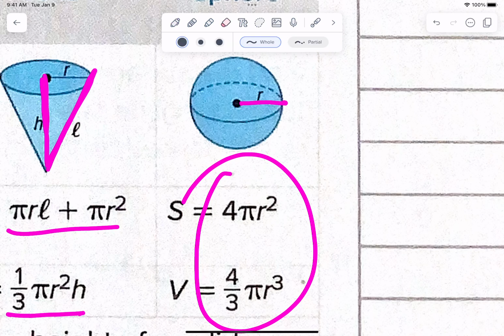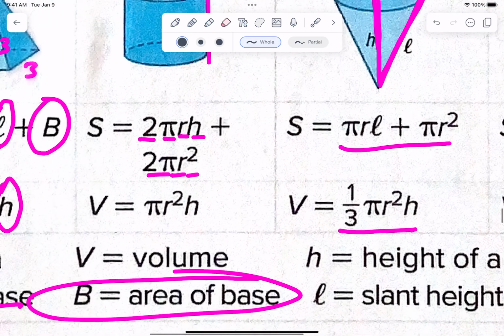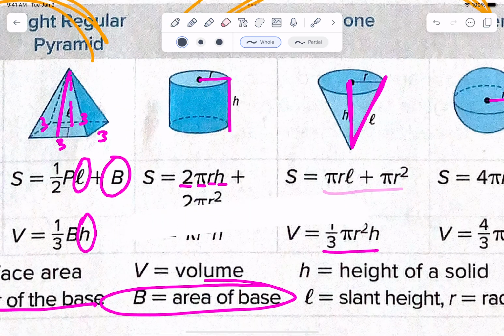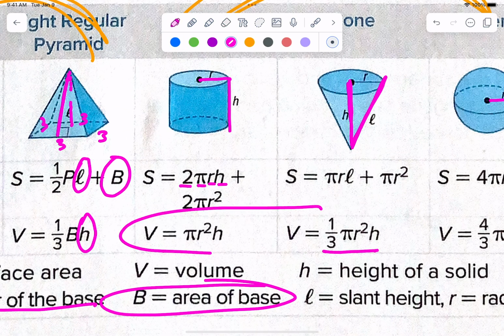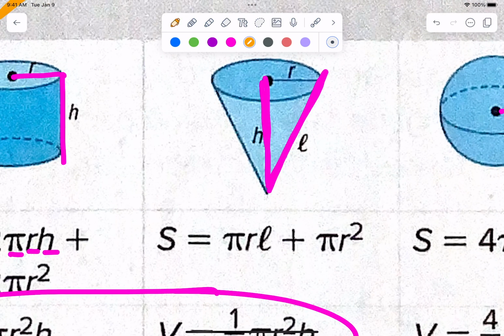Now, one more thing before we move on and actually do something. Check out these two formulas right here: the volume of a cylinder and the volume of a cone. They're basically the same except for the one third. A cone is a third of the volume of a cylinder. If I try to add to this cone, do you see how it would be in 3 parts? Yeah. So the volume of a cone is a third of the volume of a cylinder.